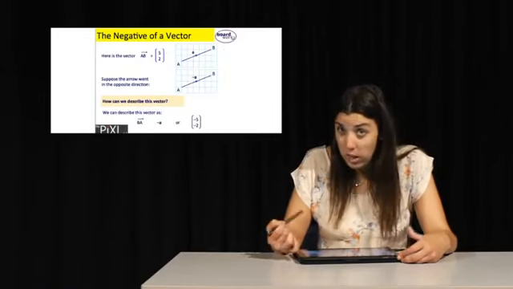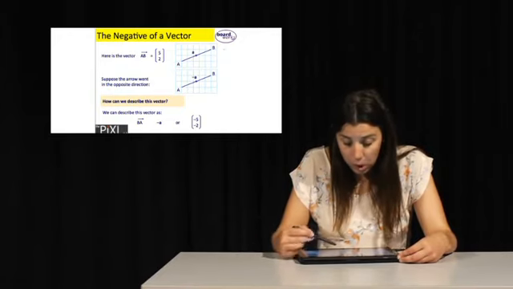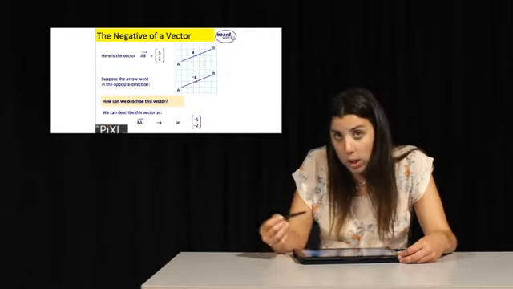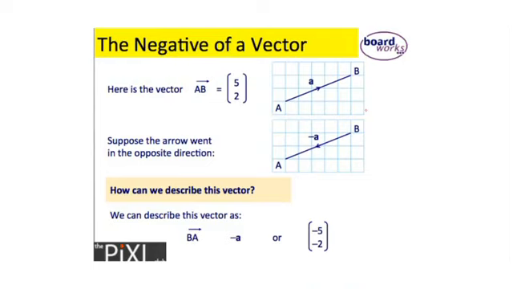Now, suppose the arrow went in the opposite direction. It started at B and went to A. We called the vector A to B, A. If we're going in the opposite direction, it's actually the negative, and that's why here you have negative A.